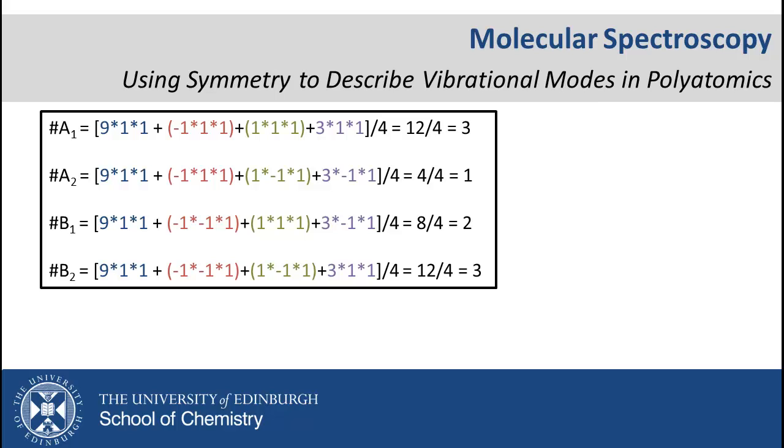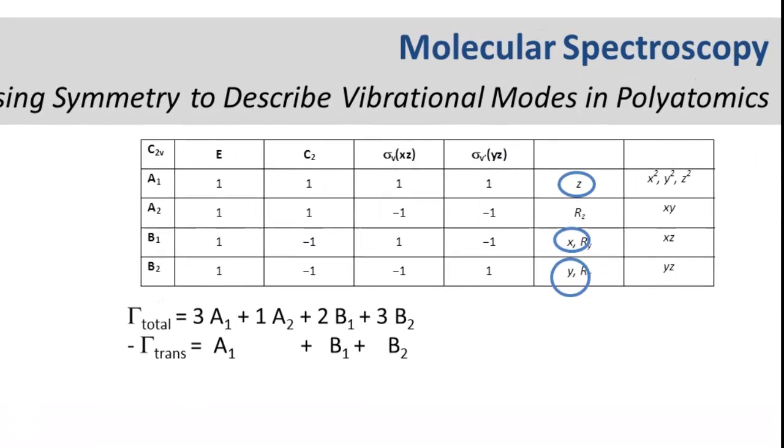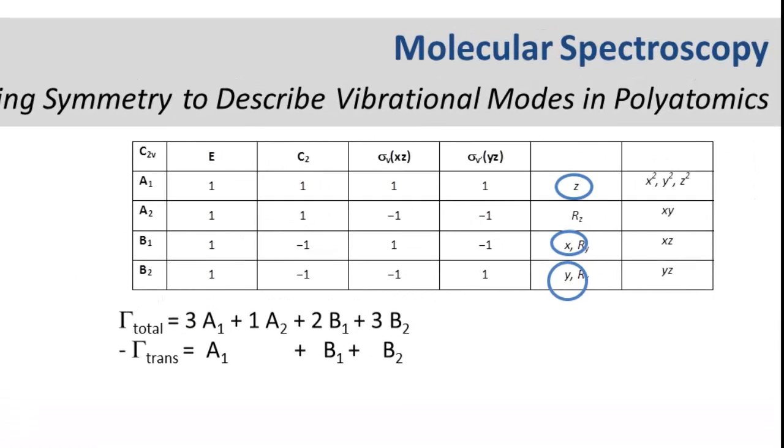Therefore, the total number of modes of movement is given by these. But we're only interested in vibrational modes, so we can remove the translational and rotational movements. So, we will remove a mode for B1 for the X, a B2 for the Y, and an A1 for the Z. We subtract for the rotational, a B2, a B1, and an A2 for the 3 rotational movements, or X, or Y, and or Z.